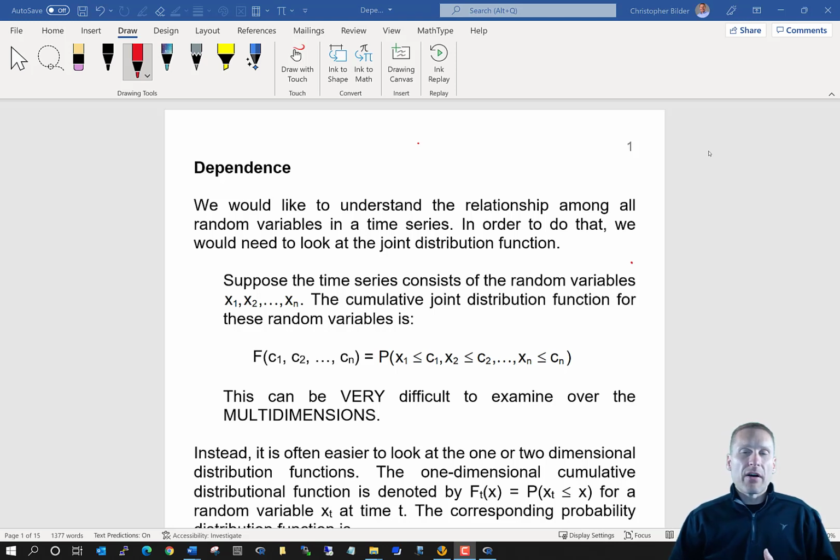Now, if we want to have a full, complete understanding of the dependence that exists between our random variables, we would need to understand what the joint distribution function is for these corresponding random variables in our time series. Unfortunately, this can be quite difficult.